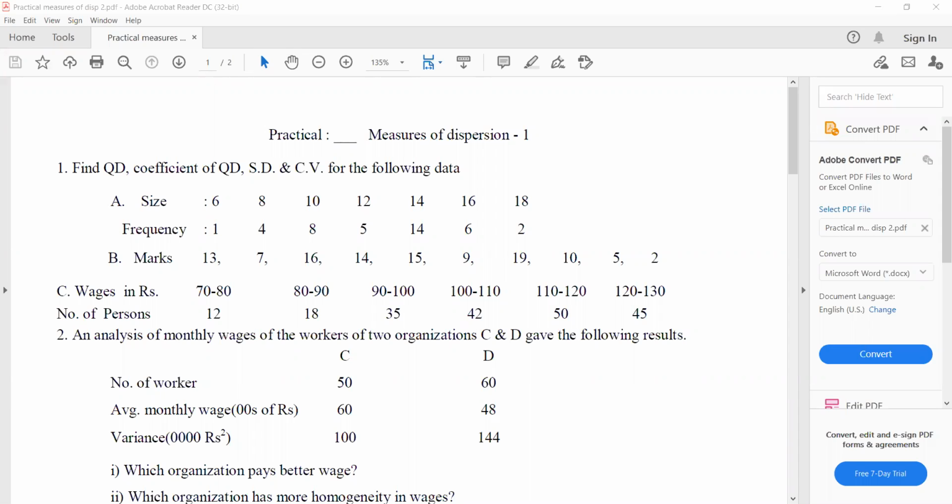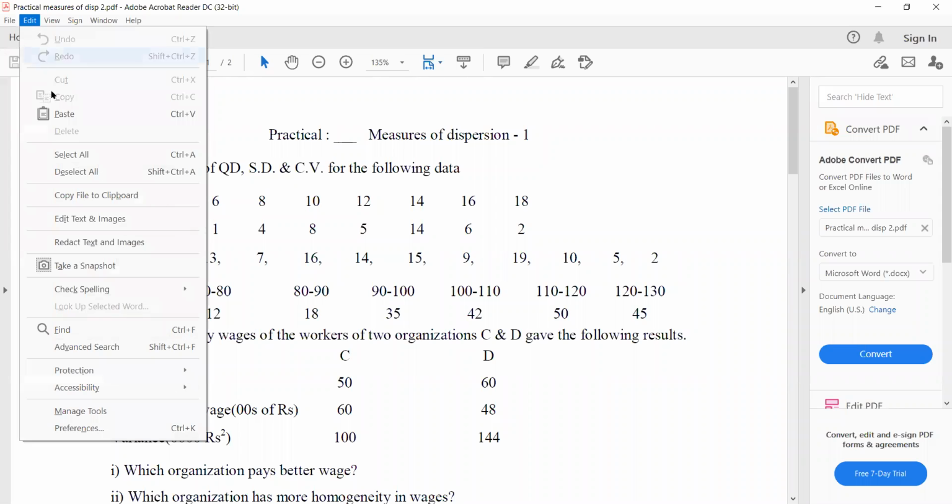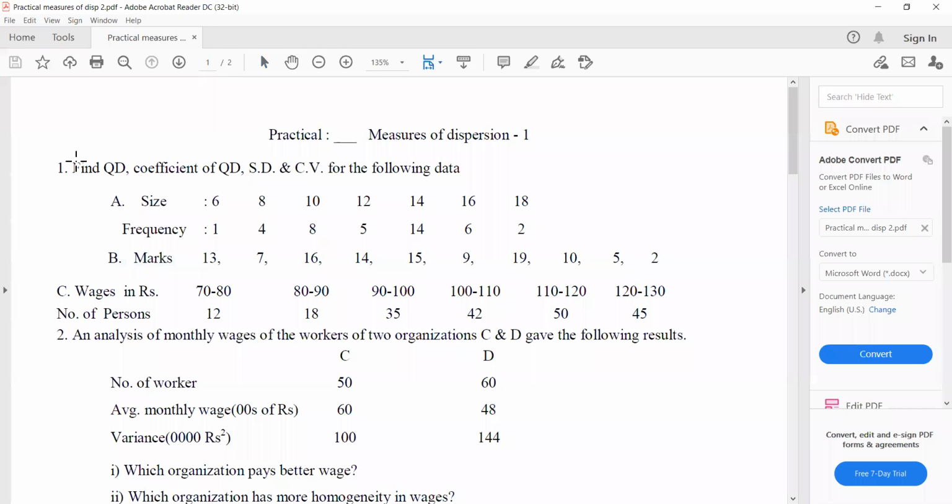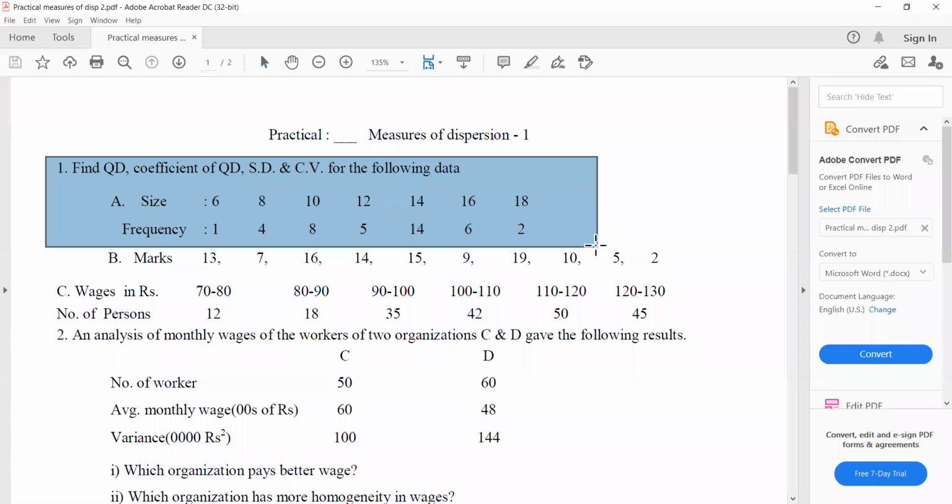I've shared the questions in the WhatsApp group for today's practical. So I look to the first question. The question says, find quartile deviation, coefficient of quartile deviation, standard deviation, and CV for the following data. So we'll learn how to obtain standard deviation and quartile deviation for all the three cases of distributions, that is discrete frequency, continuous frequency, and raw data. I'll be using the Excel sheet as the whiteboard today.